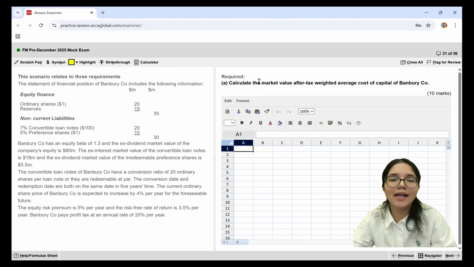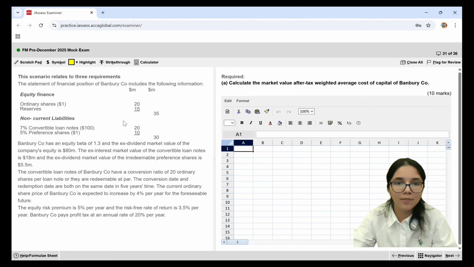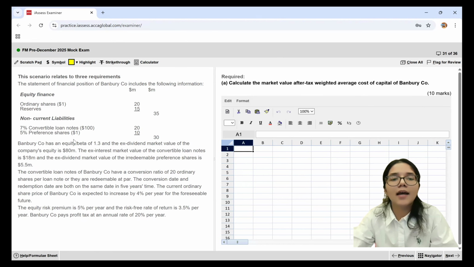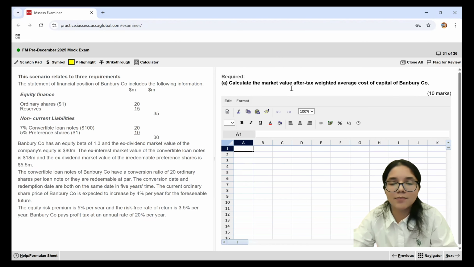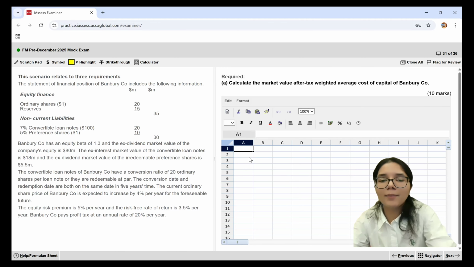As I can see, I can have a quick look at the requirement and find out that I'm supposed to find out the weighted average cost of capital. This means that this question tests me over the cost of capital unit from our ACCS syllabus. Now, I know that for the 10 marks in this particular requirement, I'm supposed to find out the market value weighted average cost of capital for Banbury Company.